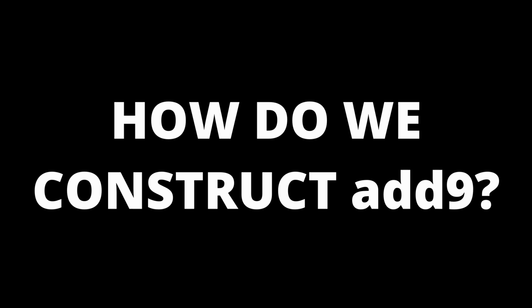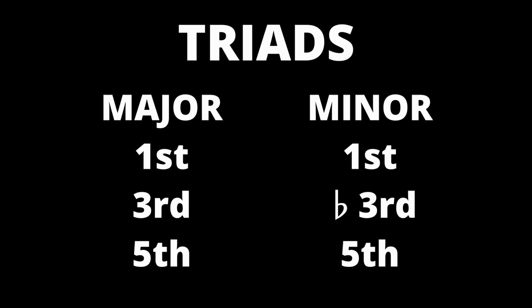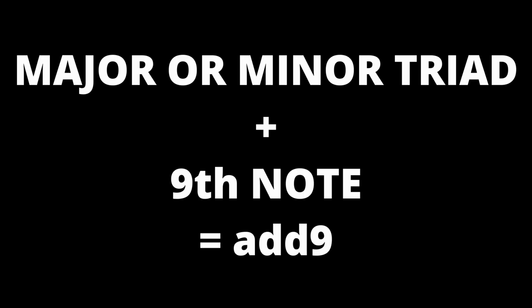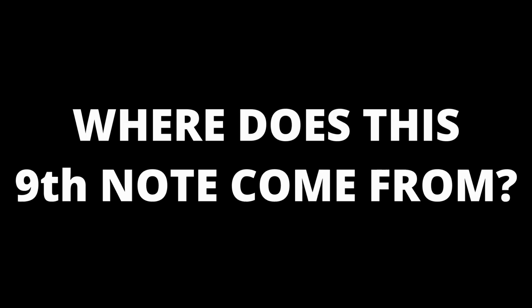How do we construct add 9 chords? Chords are created by using notes from a scale. The major and minor chords are created with 3 notes from the major scale. This is why you may hear them referred to as triads. If we take these triads and add a 9th note from the major scale, then we create an add 9 chord. You may be thinking that there are only 7 notes in the major scale, so where does this 9th note come from? Let's clarify this with an example.